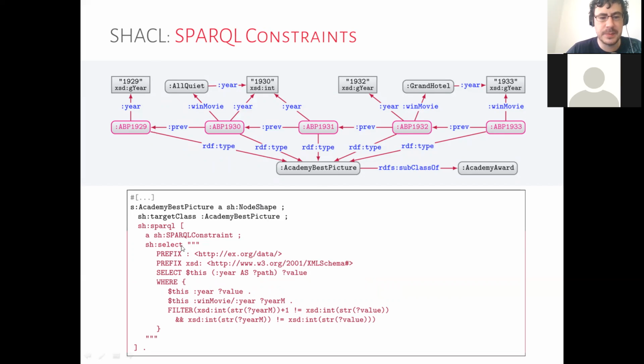And then we write a SPARQL query that effectively, given a particular targeted node, for example, one of these five here, will query for things that will represent a constraint violation. So we say that given the node that we're targeting, we're going to get its year, and then we're going to get the year of the movie that won that award. And then we're going to convert the year to a number and add 1.